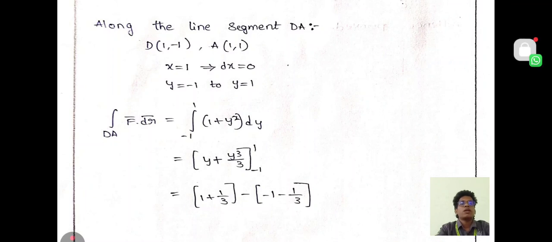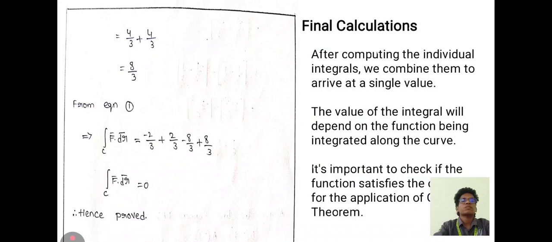Along the line segment DA, D is (1, -1), A is (1, 1). x = 1, then dx = 0, and y goes from -1 to 1. The integral over DA of F̄·dr̄ is equal to the integral from -1 to 1 of (1 + y²) dy. After integration, [y + y³/3] from -1 to 1: 1 + 1/3 - (-1 - 1/3) = 4/3 + 4/3 = 8/3.